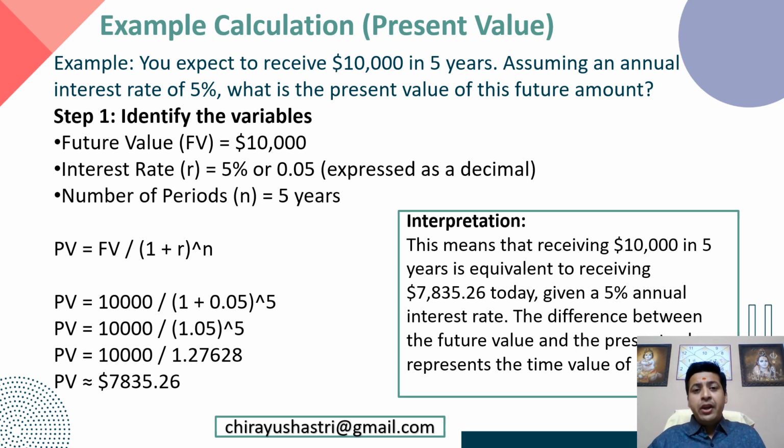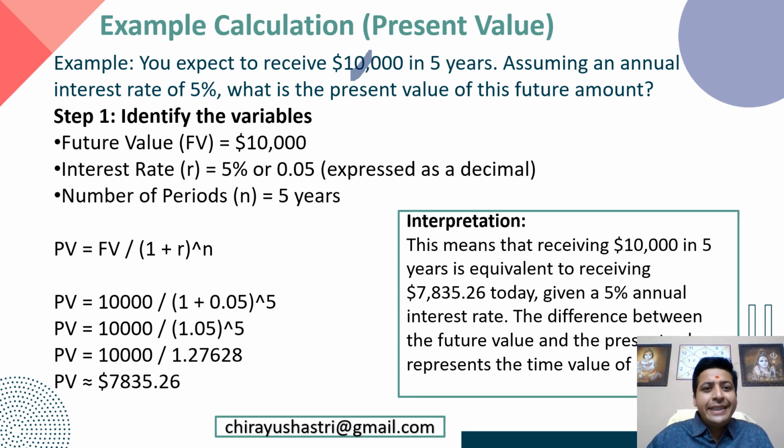So suppose we have to understand the present value of this particular instrument, and we want to take a decision whether to invest or not. So first step, what will we do? We will identify the variables. Read the example again: you expect to receive $10,000 in 5 years, assuming an annual interest rate of 5%. So what is the present value of the future amount? Future value, FV, is $10,000. It is already given here, so $10,000 is your future value.